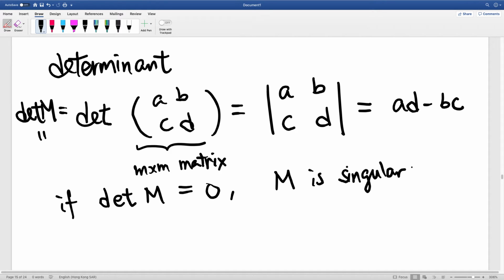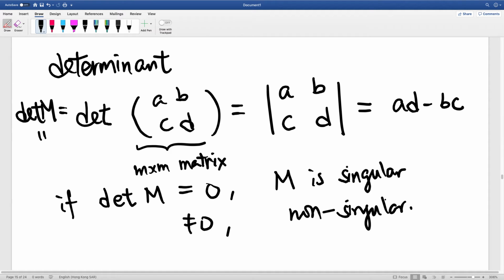What if it's 2, 4, 2, 4? It's singular. If this is not 0, we call it non-singular. What does singular mean? It means the matrix doesn't have an inverse. No inverse for the matrix.